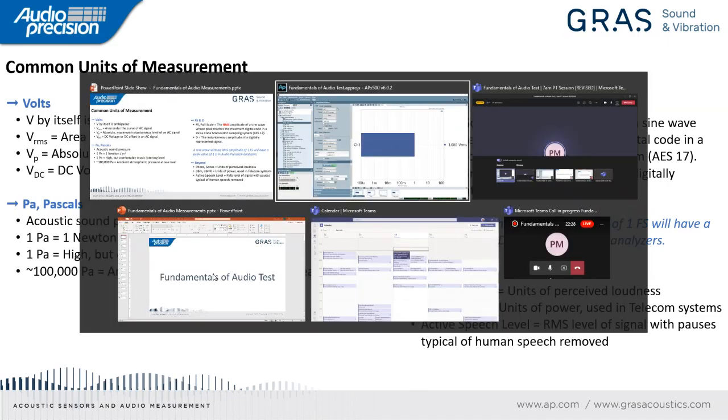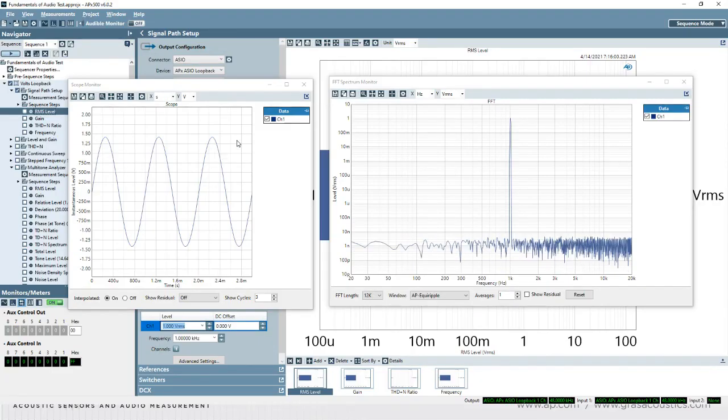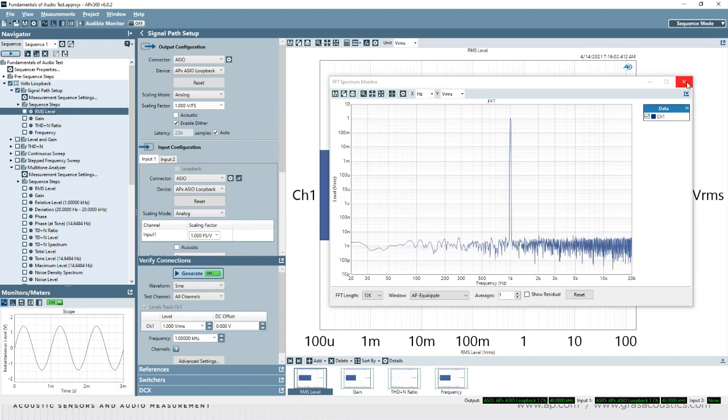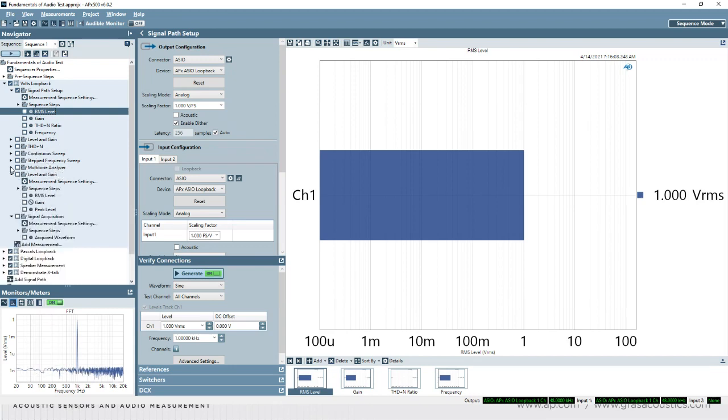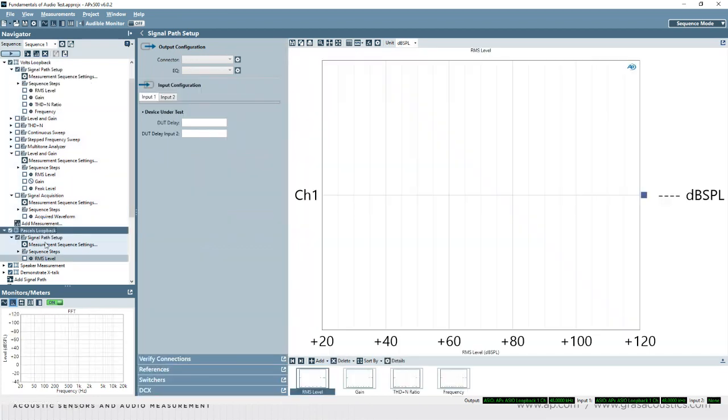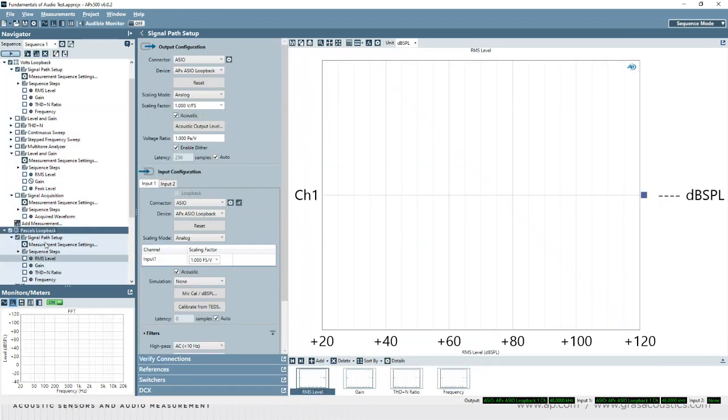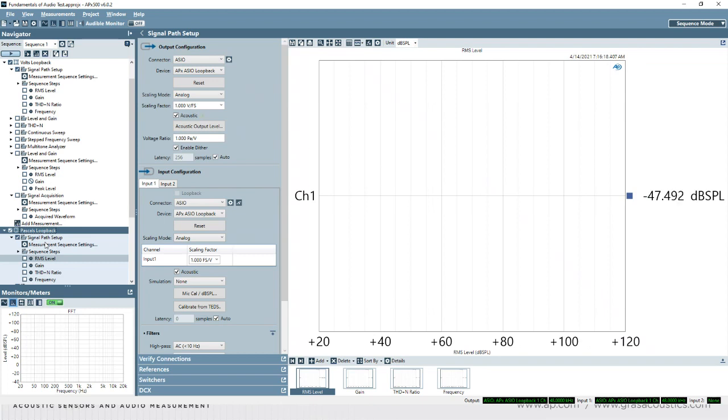Now, the reason that I might argue that volts is more fundamental, and that really gives way to my bias in the audio measurement industry, is that there is no analyzer that natively measures volts.